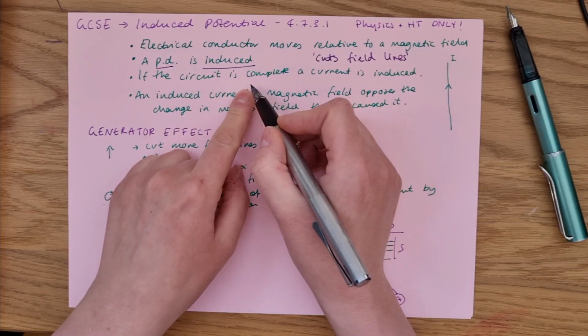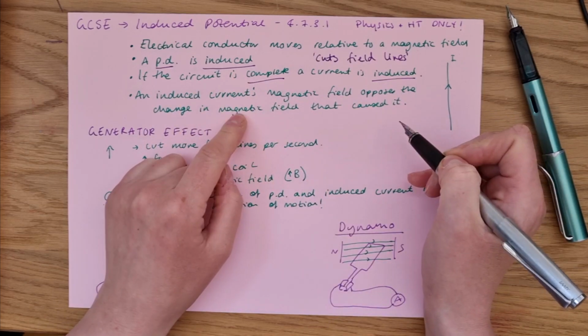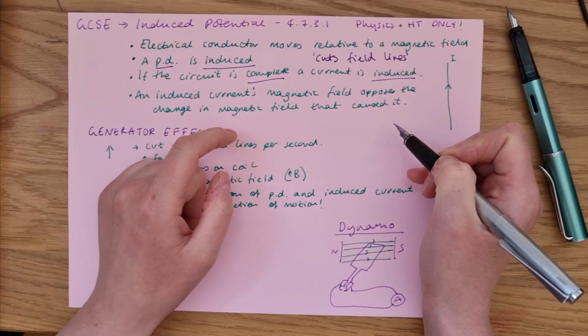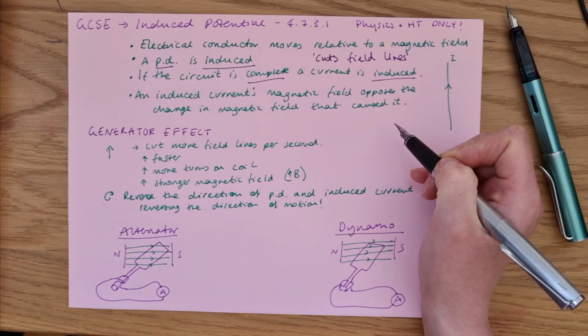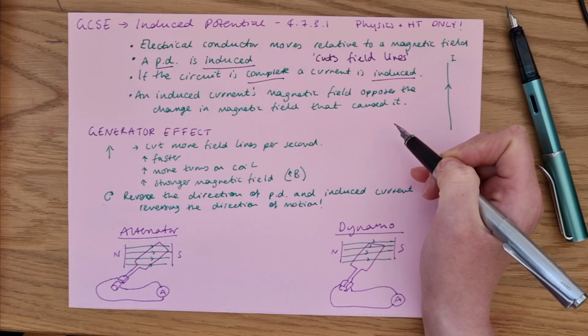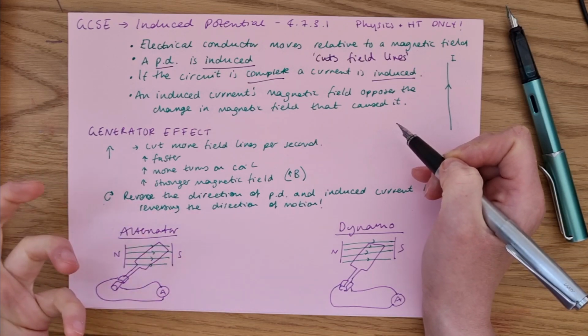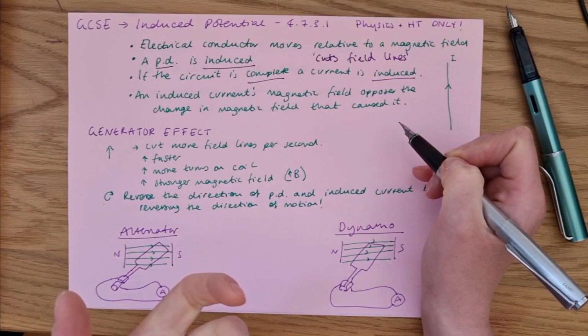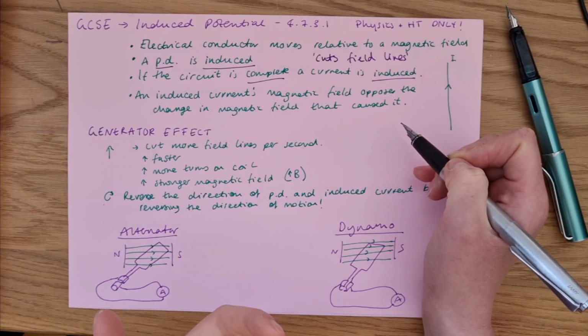Then, if the circuit is complete, a current is also induced. So this is how we're generating electrical current. We're getting an electrical conductor, we're cutting magnetic field lines with it, which induces a potential difference across the ends of the electrical conductor. And then if there's a complete circuit, a current is induced.